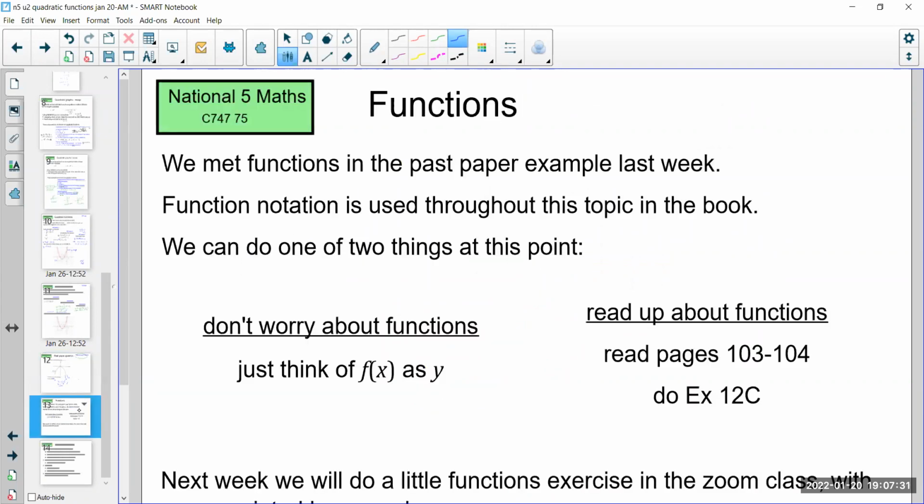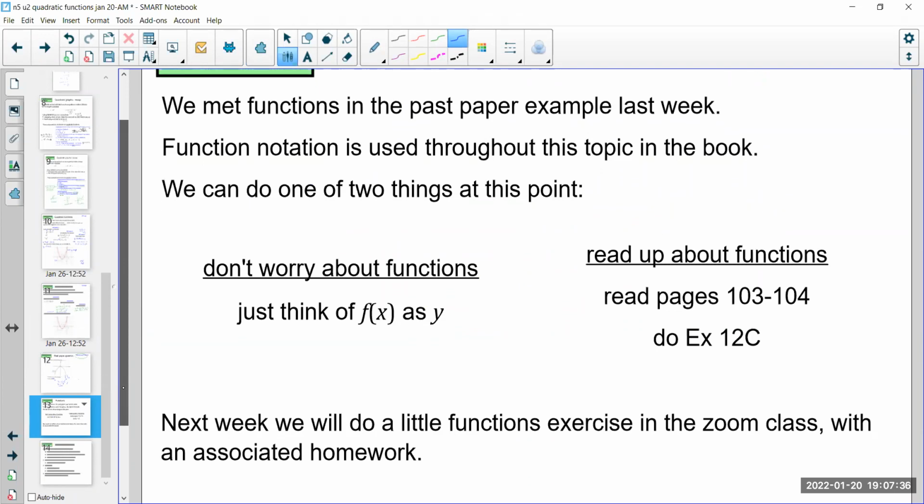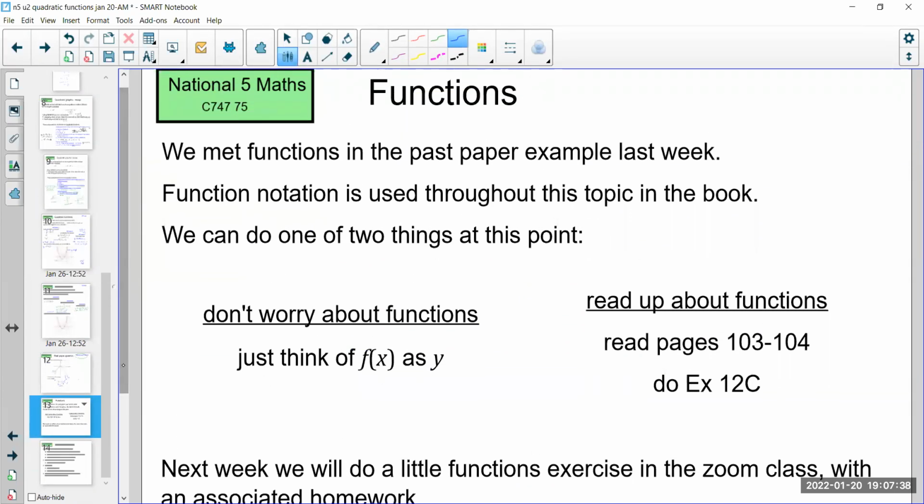So functions, I remember when we looked at functions, chapter 12, at the moment, don't worry about functions. Anything that says y is the same as f of x. So it's a function of x. So remember, whenever you had a graph, y, you give y as a function of x, but it's exactly the same thing. Okay.